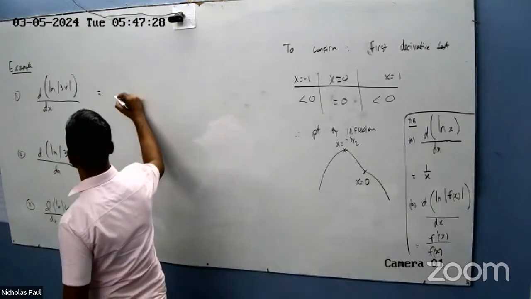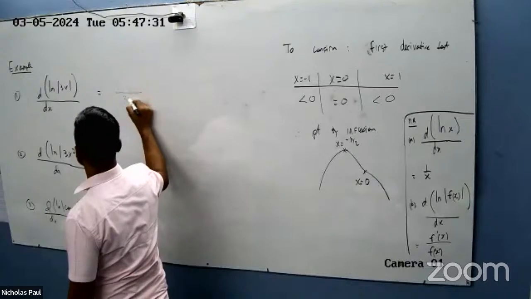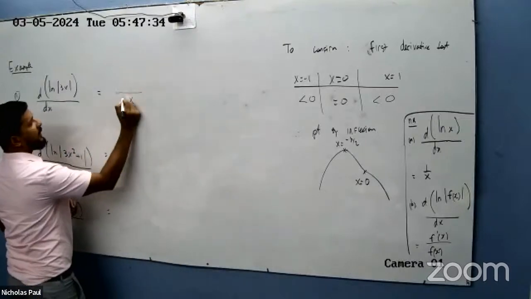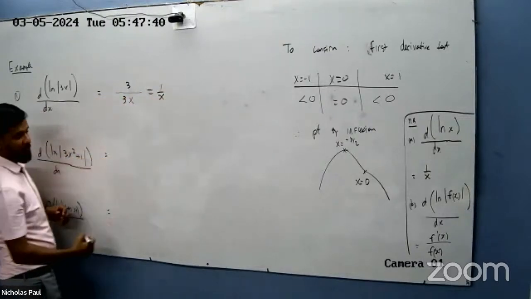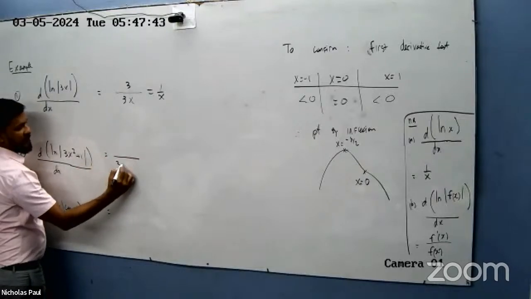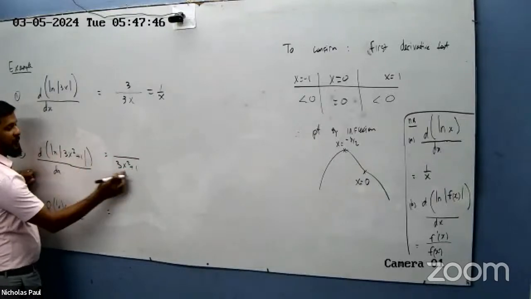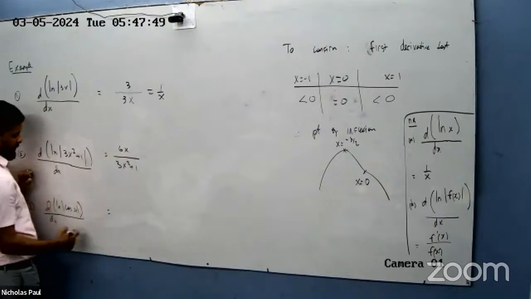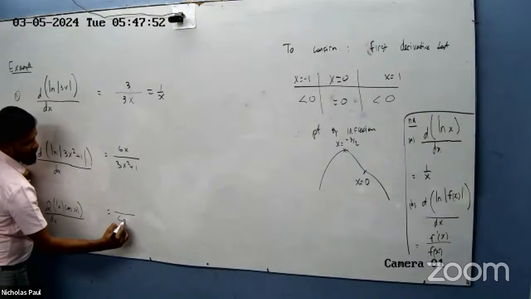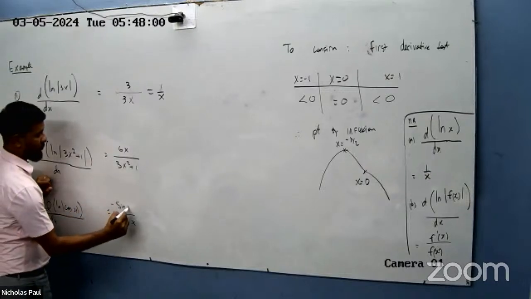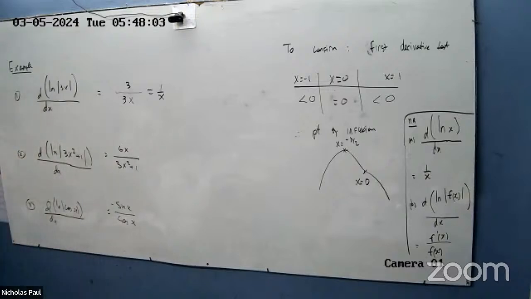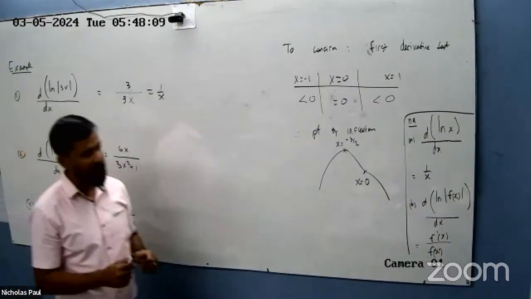Right, so what we have here, 3x in your denominator and your numerator is the differential of this, which is 3. The 3 will cancel and you'll get 1 on x. Here, your denominator is 3x squared plus 1 and your numerator is the differential of this, which is 6x. Here, your denominator is cos x and your numerator is the differential of cos x, which is minus sin x. So I wanted to go over that because I forgot to do that last week.